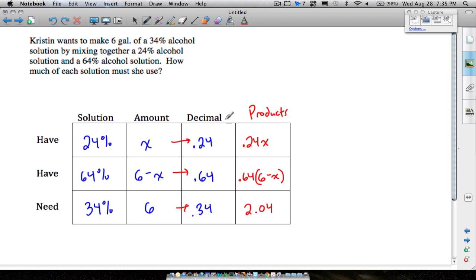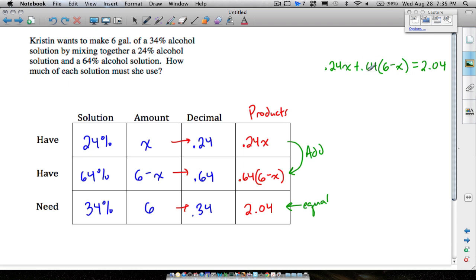But remember, once you get these products, you're starting to maybe catch on now. These two things here, we are combining these two solutions to make this solution. When you combine two things, you want to add these two things together to make it equal that. So here's what this equation looks like. We have 0.24x plus this amount. And it's going to equal this number right here, 2.04.